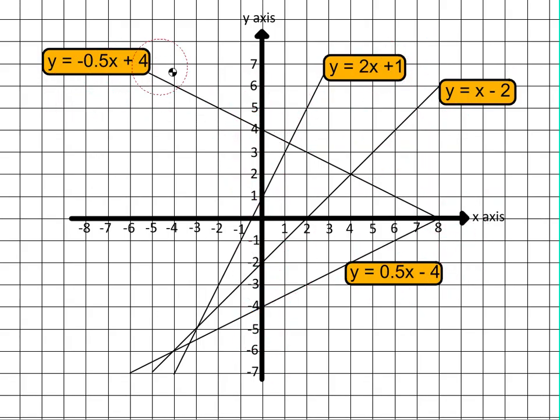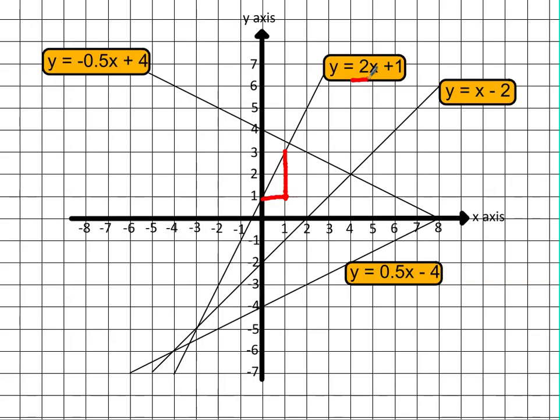Now let's look at the gradients of those lines and see if they match the gradients we've got. If we pick a change in y and a change in x for each one, let's keep the change in x at 1. So in this particular example, we've got 2 divided by 1, which is 2.